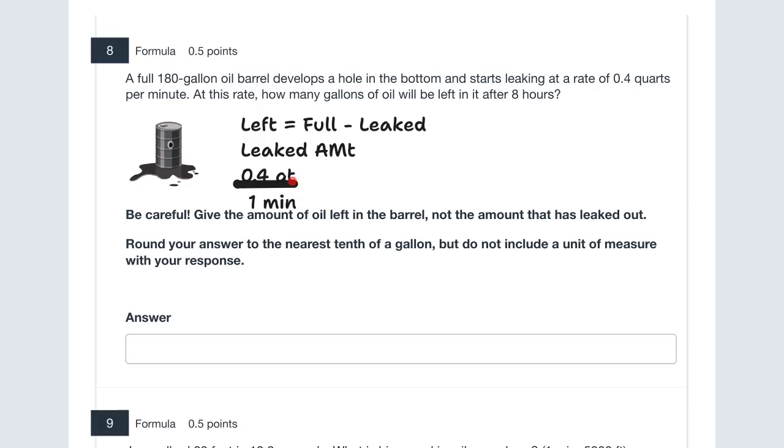We're going to multiply that by something here. Let me put my fraction bar here. And I have to change the quarts to gallons. To do that, I have 4 quarts in the denominator and 1 gallon in the numerator, because that'll make our quarts cancel, right?